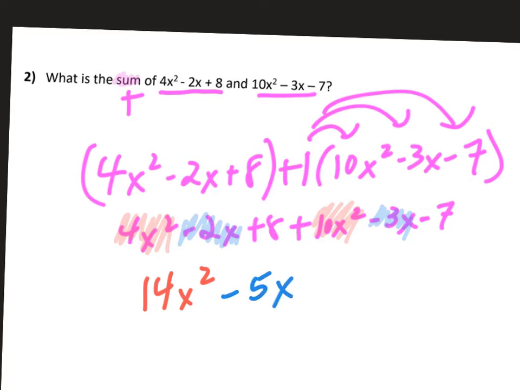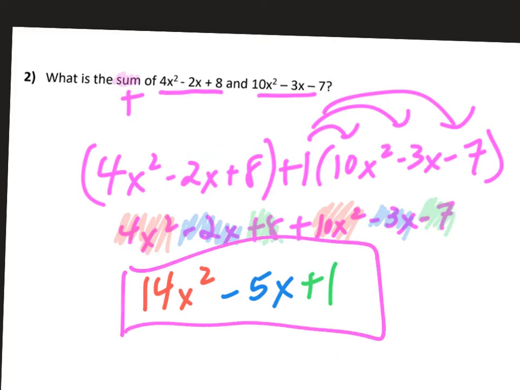All right, and then I'm going to move on to my last terms, right? So I have this constant plus 8. I have another constant here, minus 7. So 8 minus 7 gives me plus 1. And so this is going to be my final expression.